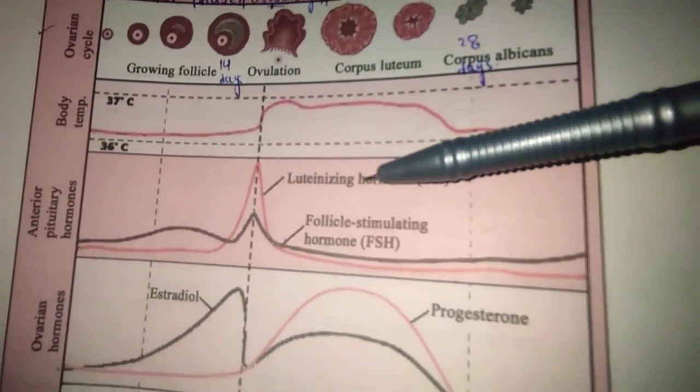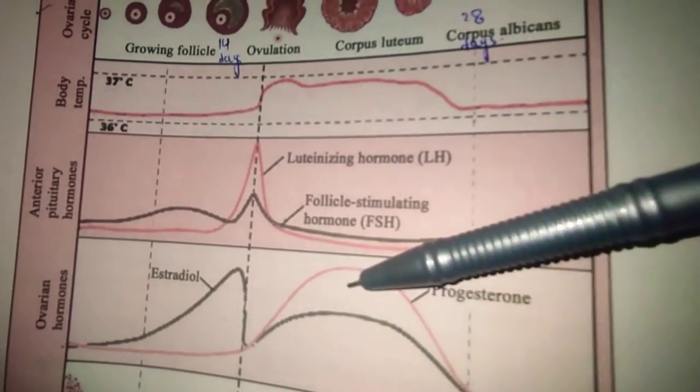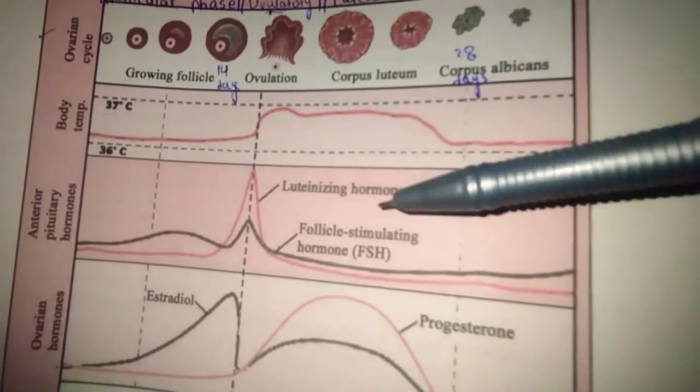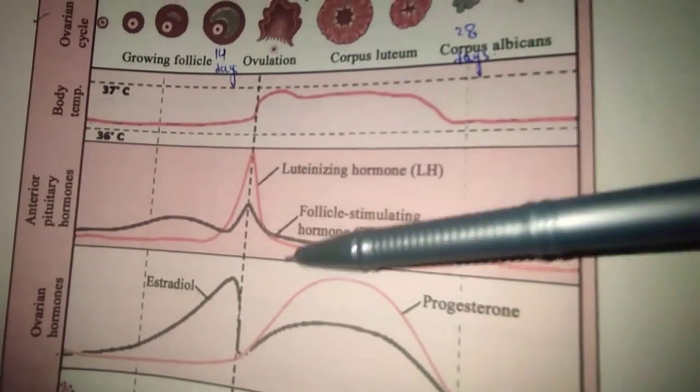In the next video we will talk about the endometrial cycle, which is the second part of the menstrual cycle. At the same time, these two cycles go hand in hand.